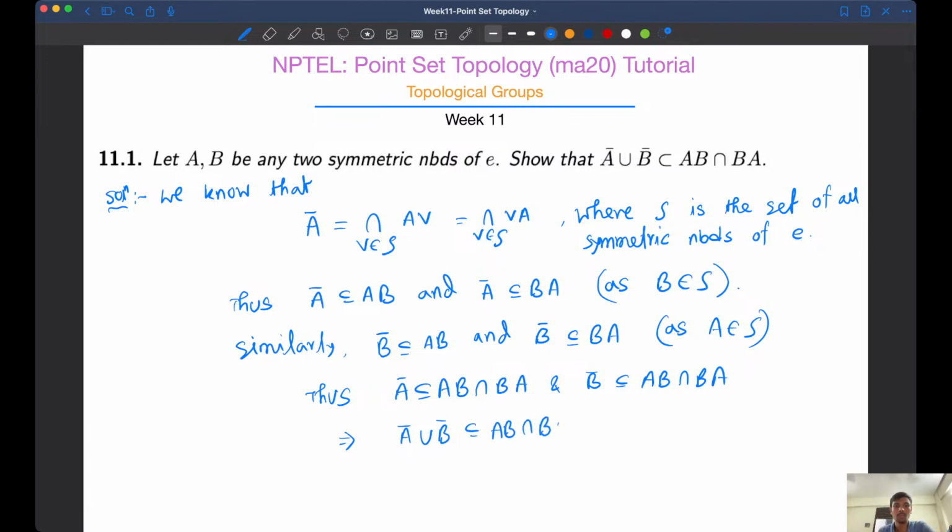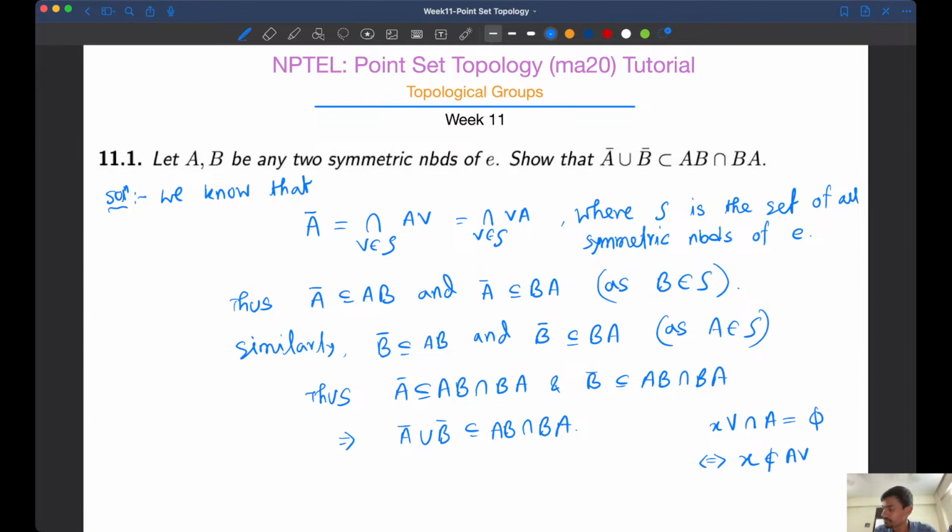Okay, so this is pretty easy, just using this closure characterization in a topological group. And this is also not hard to prove. You can see that if x is an element of A closure, then AV intersection A is not empty, and if you analyze this one, then automatically x does not belong to AV or VA, either way.